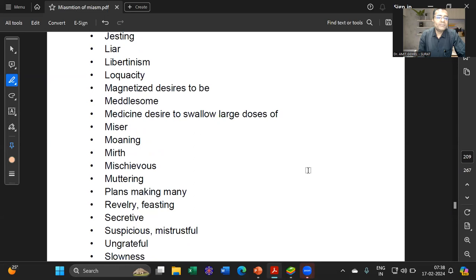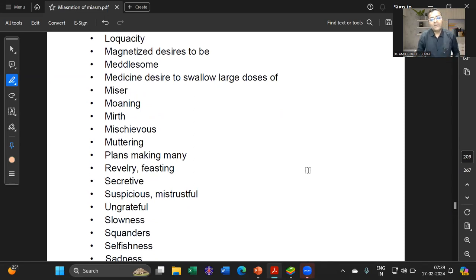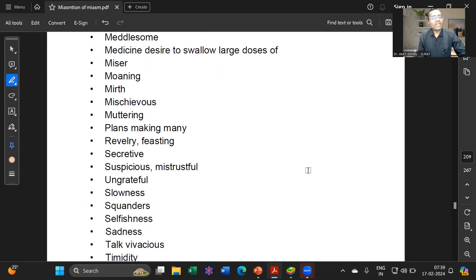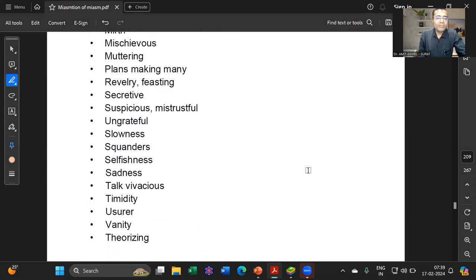Jesting, liar, libertinism, loquacity, magnetized, desire to be meddlesome. So meddlesome means the person who is interfering in between two. That is called meddlesome. Medicine, desire to swallow large doses because of insecurity. These are the psychosis. The miser, moaning, mirth, mischievous. Mischievous can be psora, psychosis and syphilitic, as we have earlier read in this book also. Muttering, plan making, mania, rivalry, fisting, secretive, suspicious, mistrustful, ungrateful, slowness, squanders money to show off everything, selfishness, sadness.